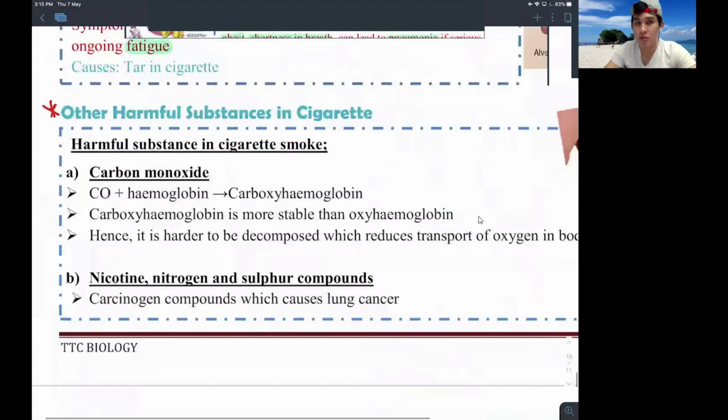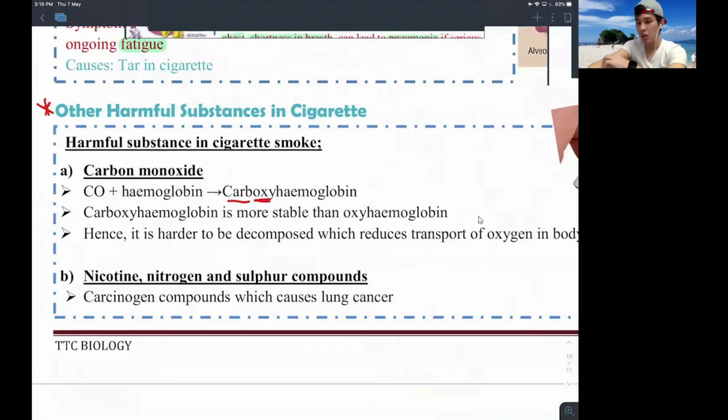But when carbon monoxide binds with hemoglobin, it will form carboxyhemoglobin. So just like oxyhemoglobin, you add the word carb in front. So it's carboxyhemoglobin. Okay, so carboxyhemoglobin, this thing is the one that will actually damage your respiratory system.